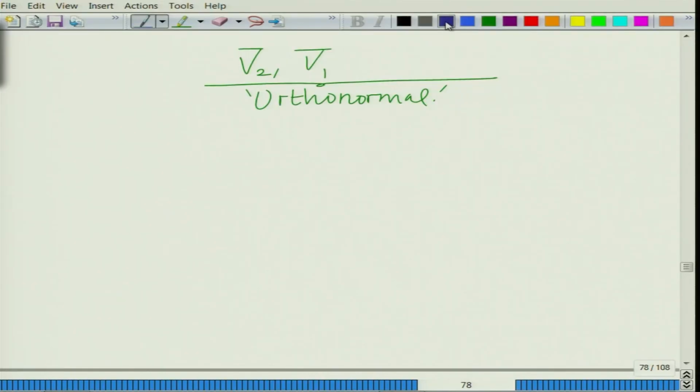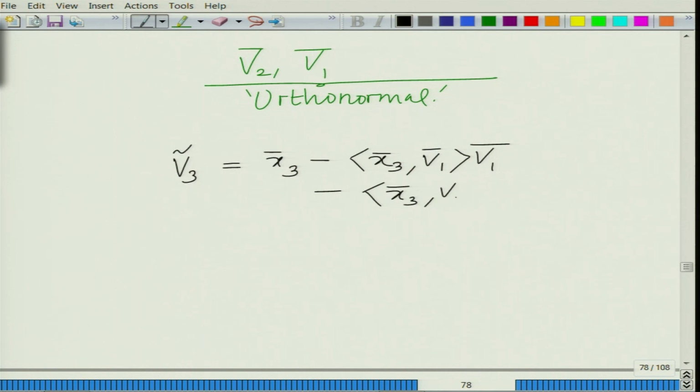Now, let us again find V3 bar. Again, the same procedure. Take x3 bar, remove the components along V1 bar and V2 bar, and you get V3 tilde; divide it by its norm to get V3 bar. So you have V3 tilde, which is basically x3 bar minus the inner product of x3 bar with V1 bar times V1 bar, minus the inner product of x3 bar with V2 bar times V2 bar.